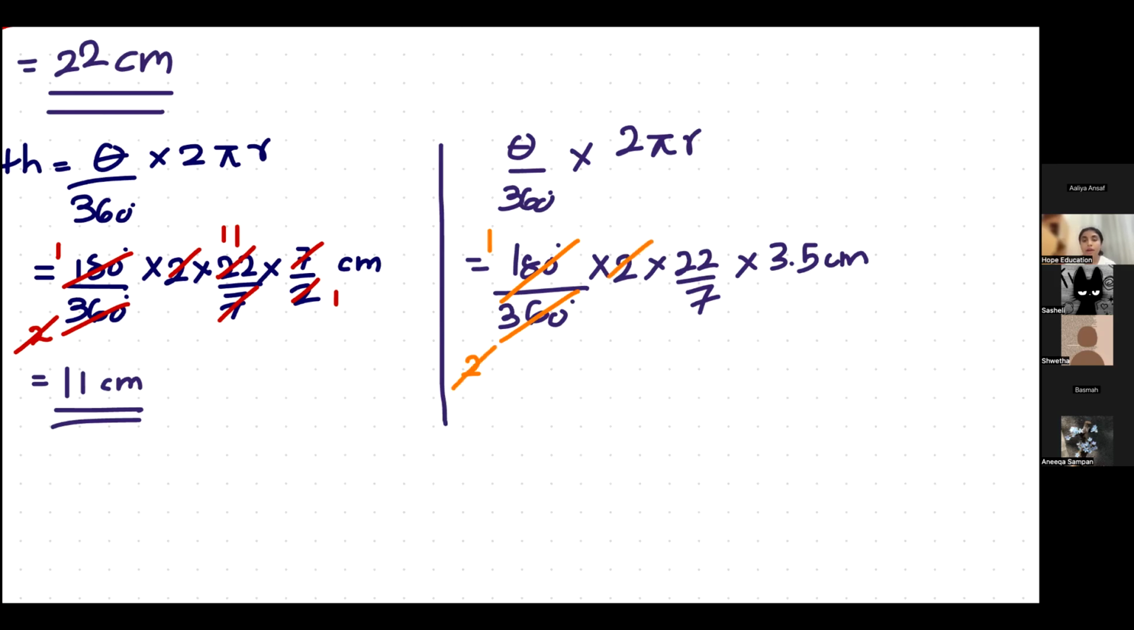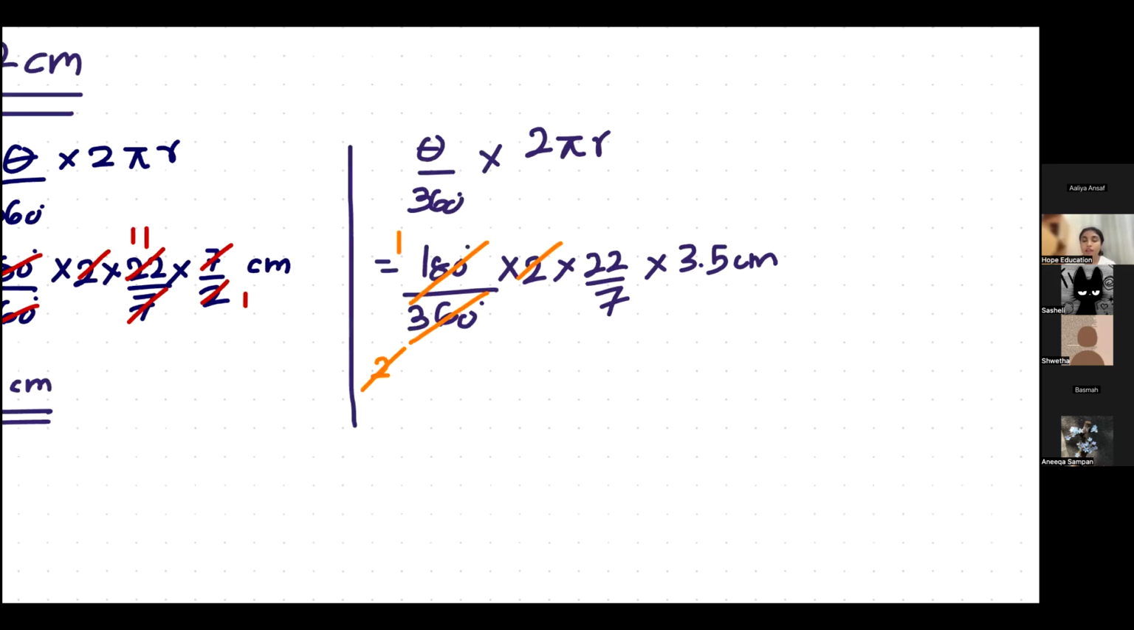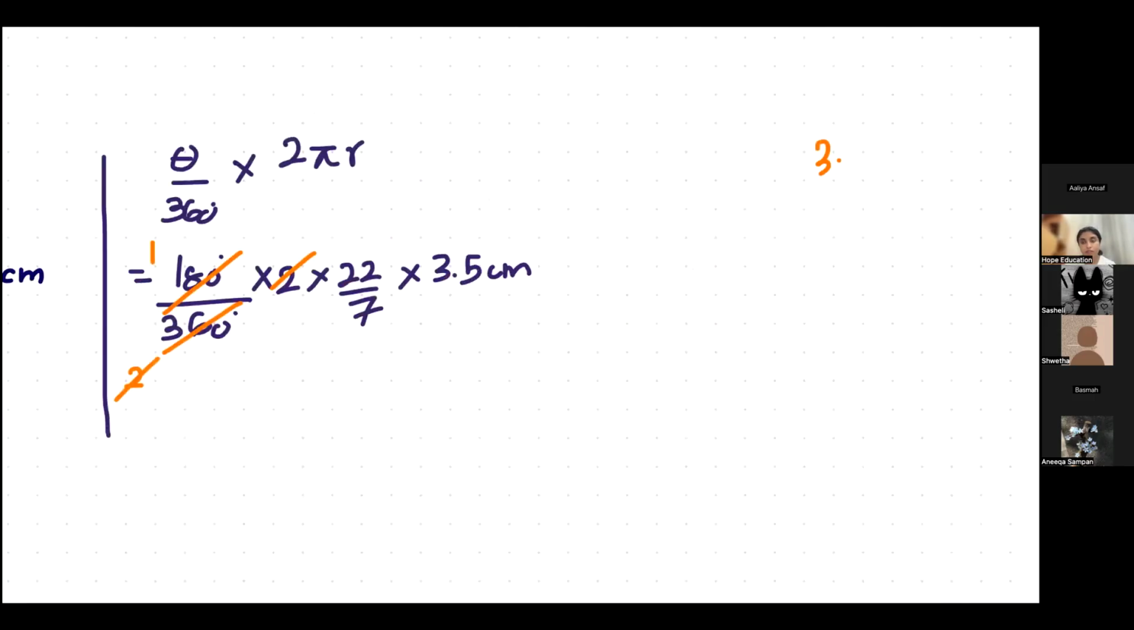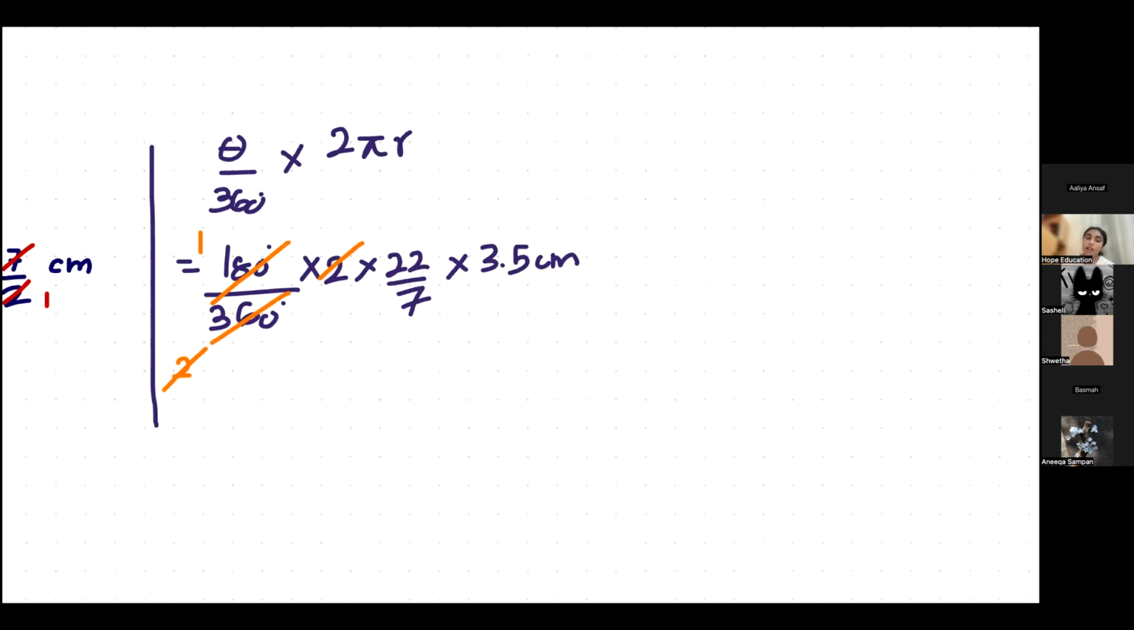3.5 times 2, what do you get? 7. Yes. We can say 3.5 times 1 is 3.5, and 3.5 times 2 is 7 kilograms.